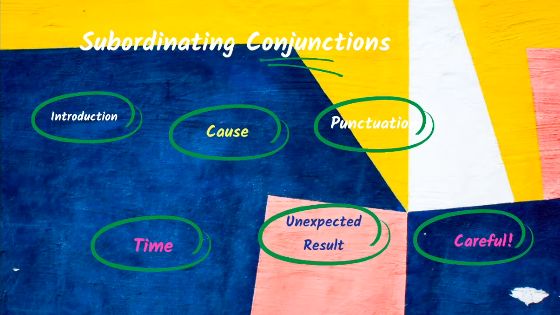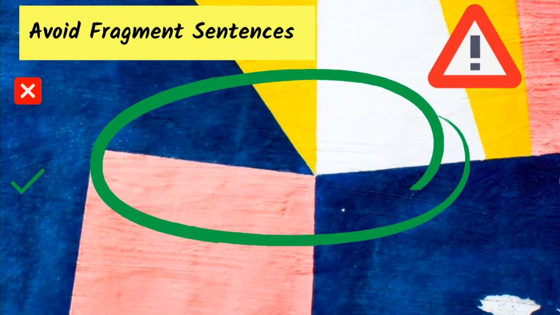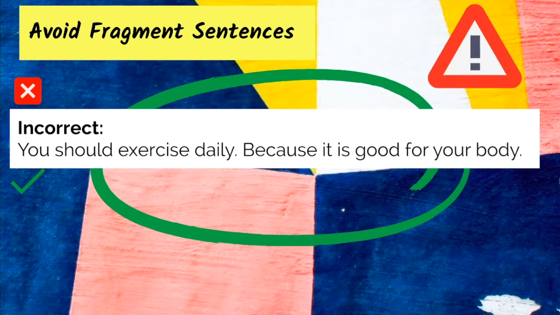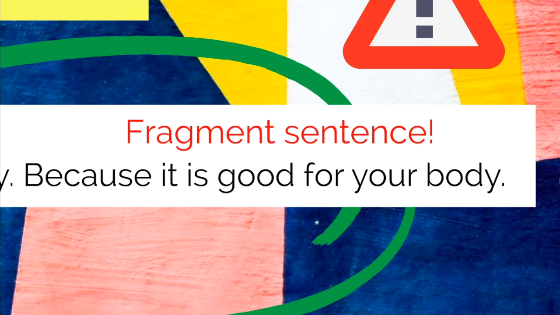I have one final tip for you. Be very careful not to make this mistake when you write. You want to avoid fragment sentences. That means do not write sentences like this. Fragment means a piece of something. So a fragment sentence is an incomplete sentence. For example, this is incorrect. If you write, you should exercise daily. Because it is good for your body. You notice the first sentence is good. You should exercise daily. But the second sentence is not complete because we have a subordinating conjunction because. So this right here is what we call a fragment sentence, and it is incorrect.